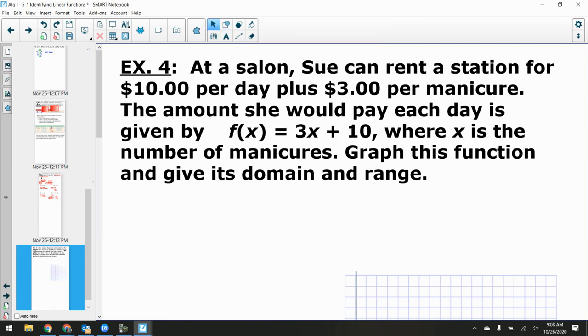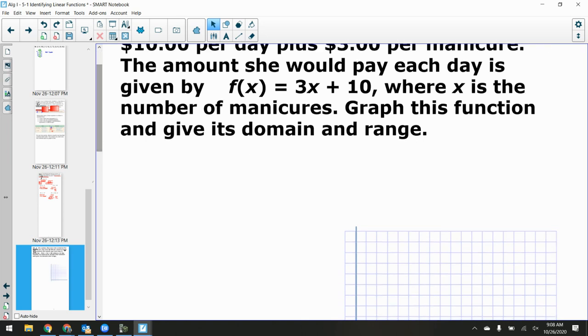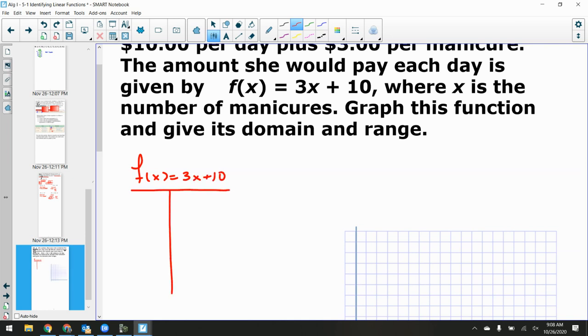We get f of x is equal to 3x plus 10, where x is the number of manicures. Graph this function and give its domain and range. So if I wanted to graph this function, we have f of x is equal to 3x plus 10. Let's think about reasonable domain and range, right? What's my reasonable domain? What do I start with?